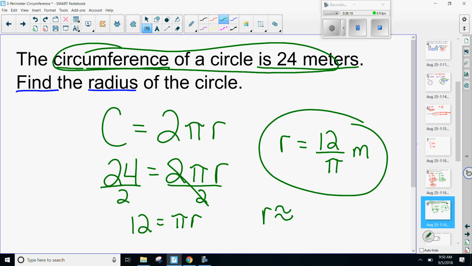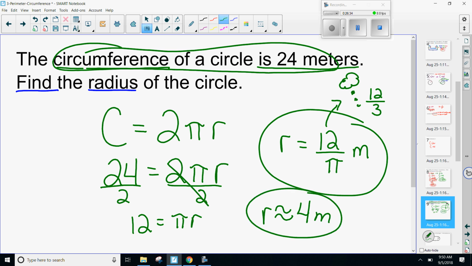But we can do that. We can say, think of this, my thought is that this is 12 divided by 3. And 12 divided by 3 is 4. So it's approximately 4 meters. I have an idea of what it should be. If I were to answer it, I would put my answer in that format right there. You could say approximately 4 after. I'd probably give you that.